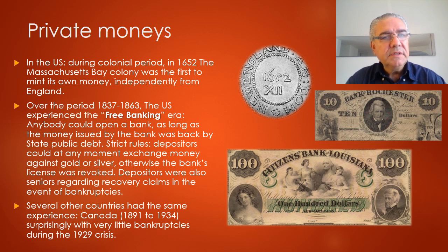Several other countries, and that's an interesting fact that is not very well known, but Canada also had the same experience from 1891 to 1934. What we know about this period of time is that it covers the Great Depression, the 1929 crisis. And interestingly enough, even with this free banking model, the number of bankruptcies that happened in Canada was very small.